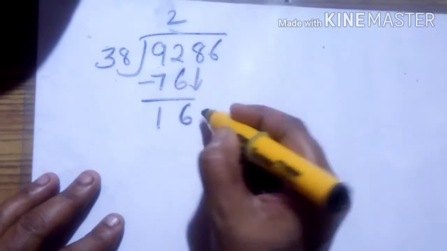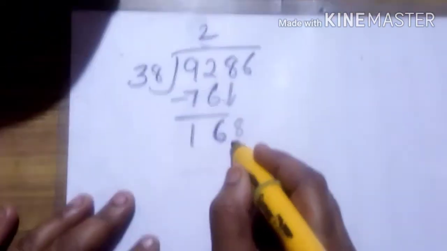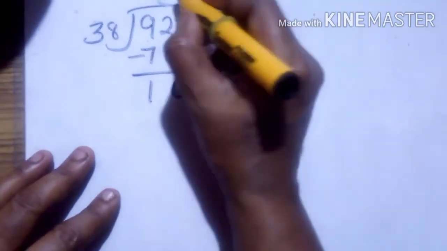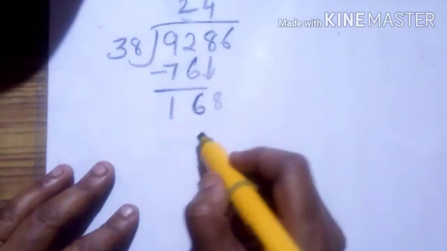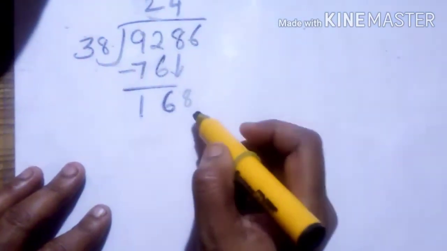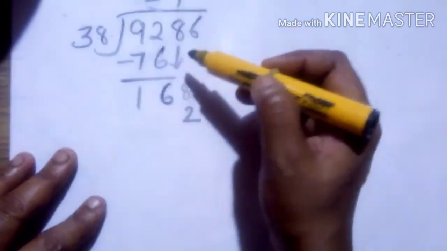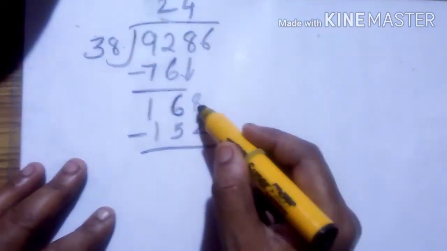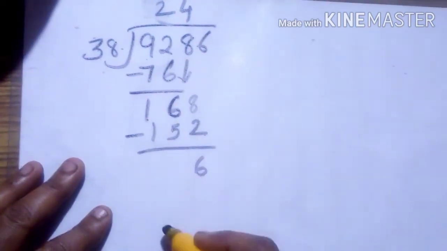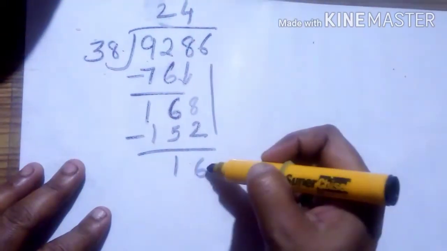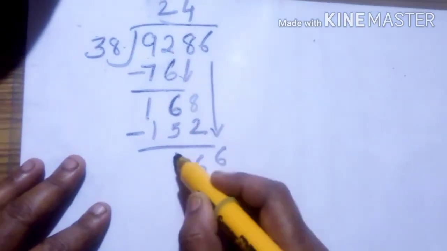Then bring down this 8, so it will become 168. Now you have to check 38 how many times goes into 168. That will be 4. 38 multiplied by 4 gives 152, which is less than 168. So 8 into 4 is 32, 3 carry 2. Then 4 into 3 is 12, plus 3 is 15. So 152. Then 8 minus 2 is 6, and 6 minus 5 is 1. So 16. Now bring this 6 down, you get 166.